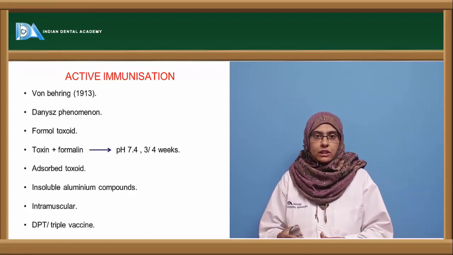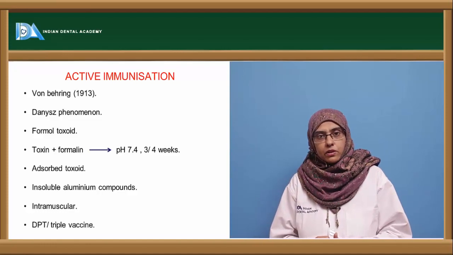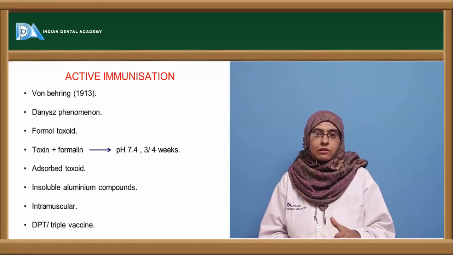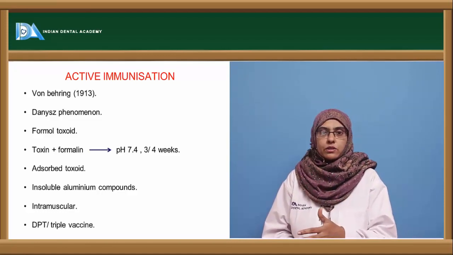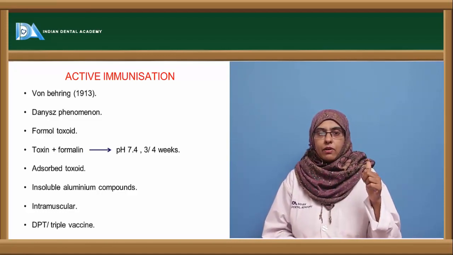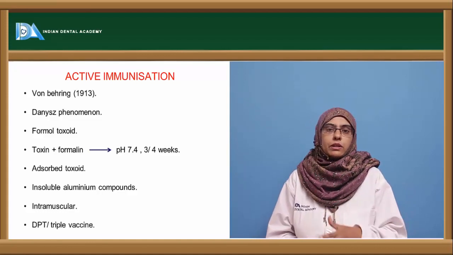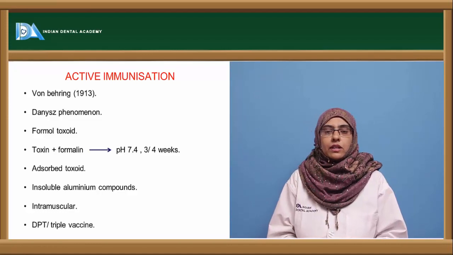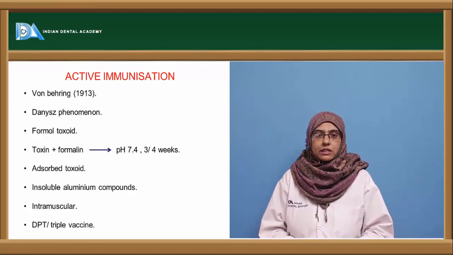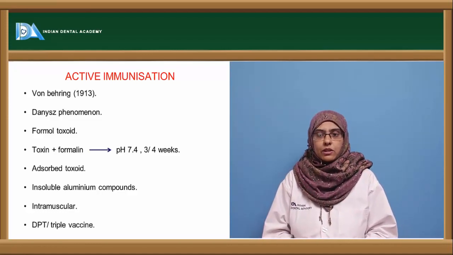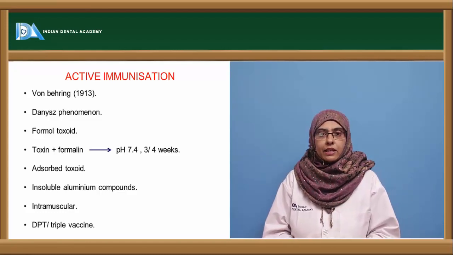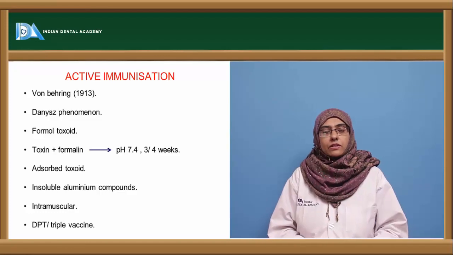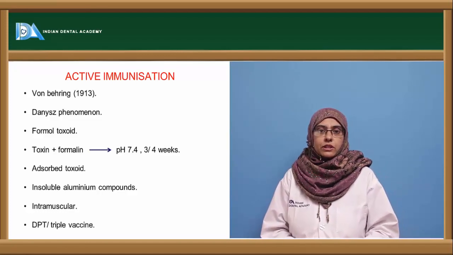So there was some risk associated with the adsorbed toxoid. So people shifted towards the formol toxoid, but the risk was less in adsorbed toxoid, whereas the formol toxoid was less protective when compared to the adsorbed toxoid, and hence nowadays we completely use the adsorbed toxoid to bring about the immunization. This is mostly given intramuscularly and mostly given in a triple vaccine form, protecting against 3 different diseases, called diphtheria, pertussis and tetanus.